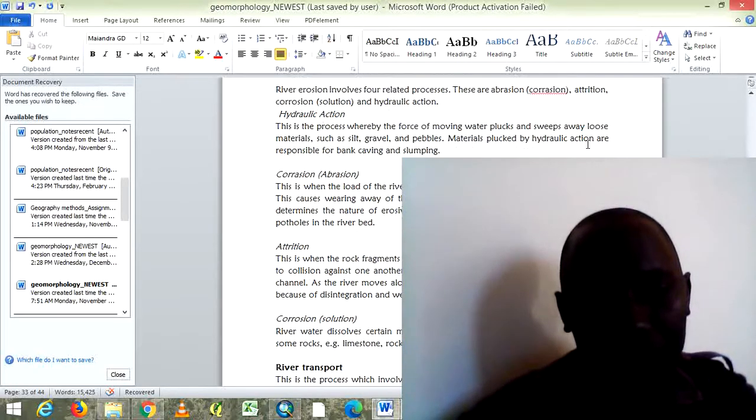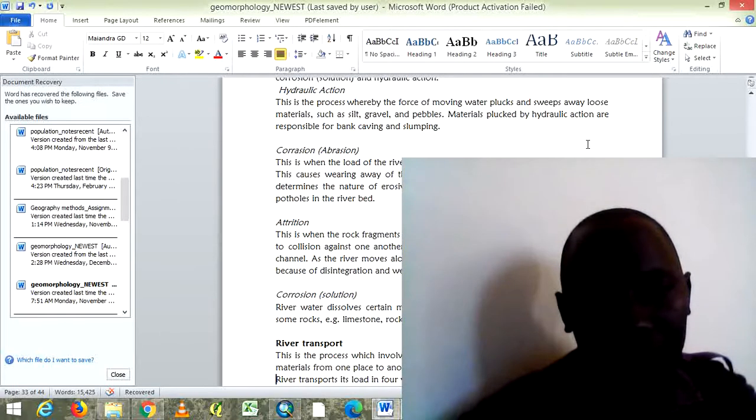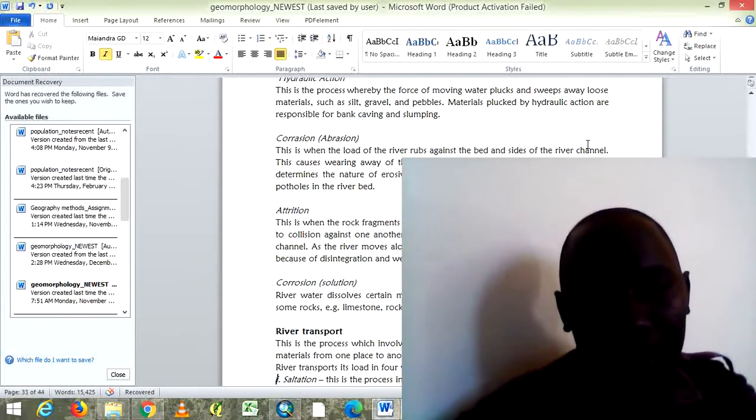Then corrosion or solution occurs when a river dissolves certain minerals, leading to dissolution and disappearance of some rocks, for example limestone, rock salt, and chalk. And this usually happens when the material is soft or permeable.